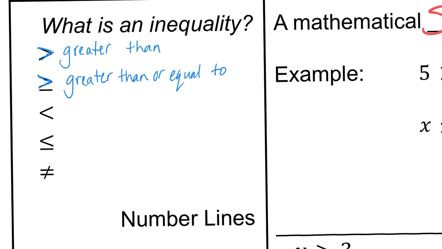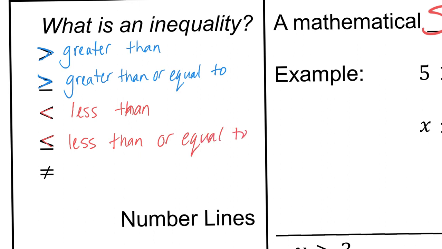The next symbols, very similarly, they're both going the same direction. So they're opening to the right. They both mean less than. And the second one is going to be less than or equal to. So we might say it'll take less than 5 hours to get to the cabin. Less than or equal to 5 hours means it could take 5 hours exactly.